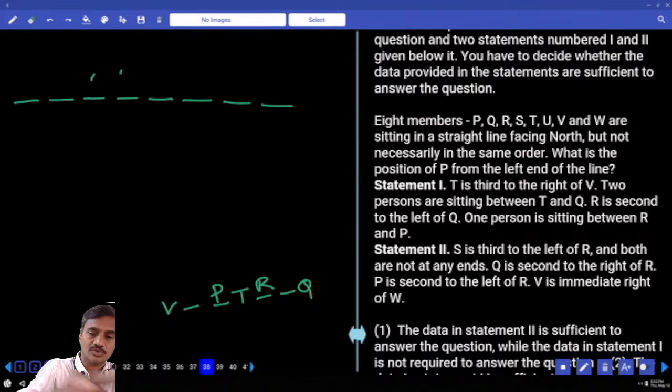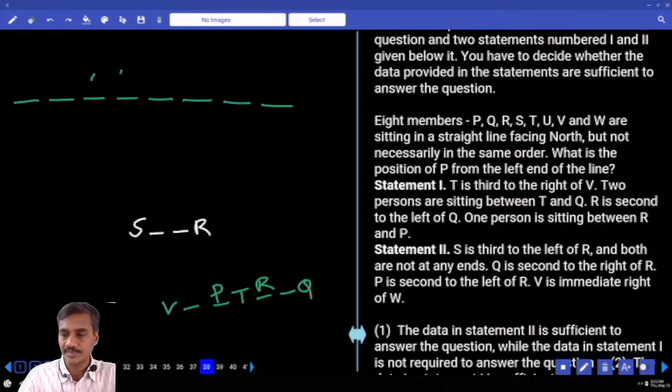Then coming to 2 alone, now in this 2 alone, S is to the left of R. S is here, to the left of R. And both are not at any ends. S and R are not at any ends. Q is second to the right of R. Q is seated second to the right of R. P is seated second to the left of R. P is at this. And V is immediate right of W. V is an immediate right of W. V and R must be here, isn't it? And V and R are here.